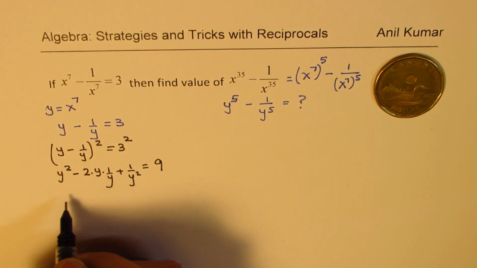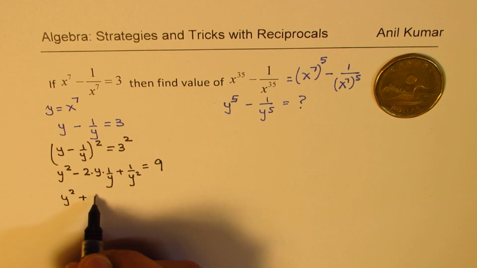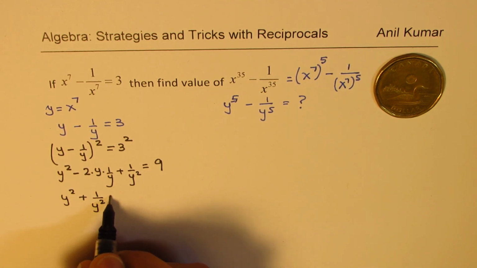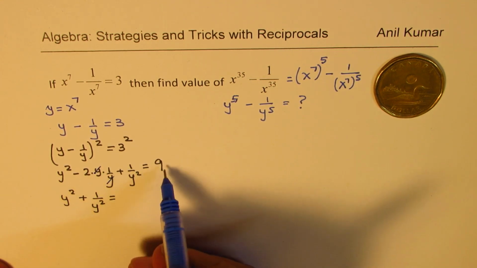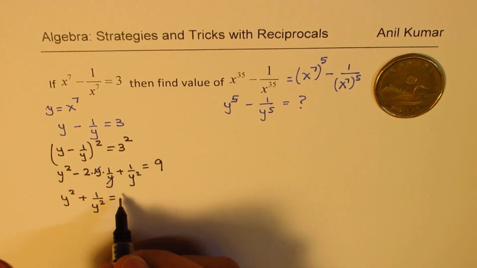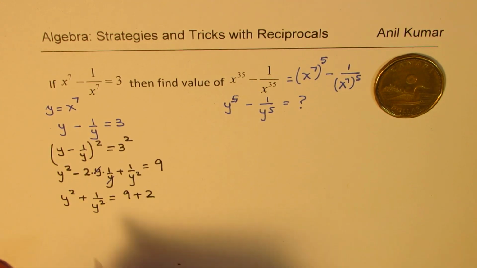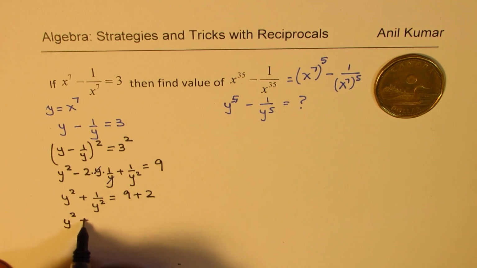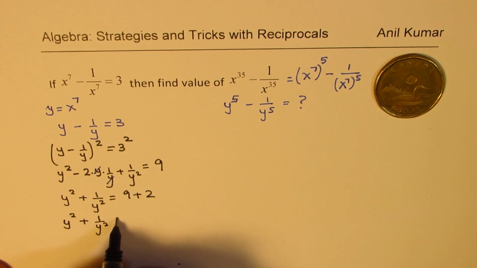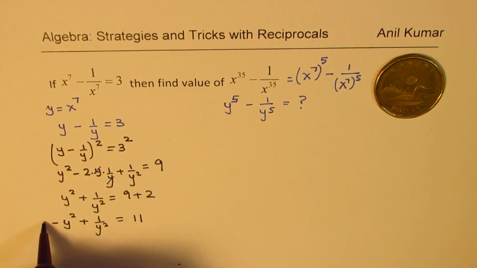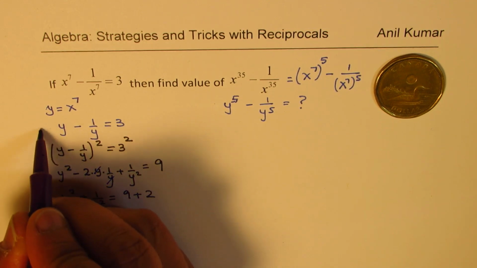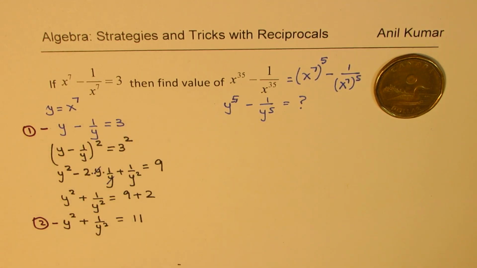So from here we get y square plus 1 over y square is equal to, that y and y cancel here. So we're left with 2, which could be taken on the right side. So it adds to 9. So we get 9 plus 2. So we get an expression for y square plus 1 over y square as equal to 11, right? We'll call this our equation 2. We'll call this our first equation in terms of y.